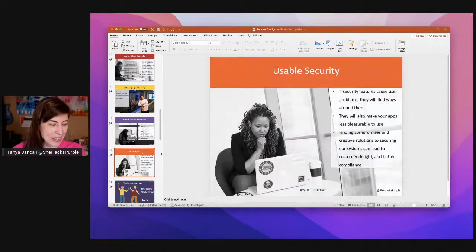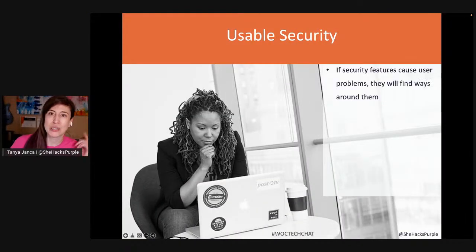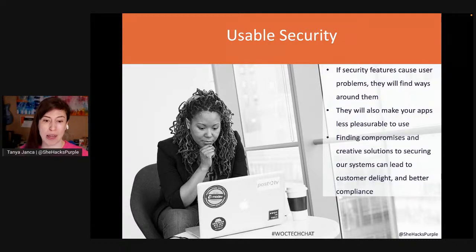Okay, we have one more, and it's a very important one, and it's usable security. If the security feature causes user problems, they will find a way around it. It also makes people frustrated to use your product, which means them less likely to buy it, less likely to renew, less likely to recommend it. If we can find a compromise and more creative solutions to secure our systems, it can actually lead to customer delight and better compliance.